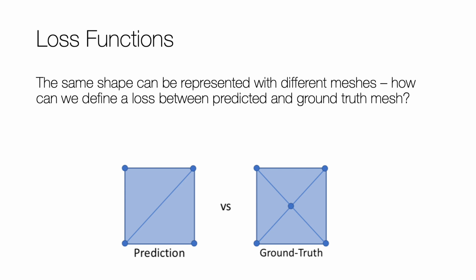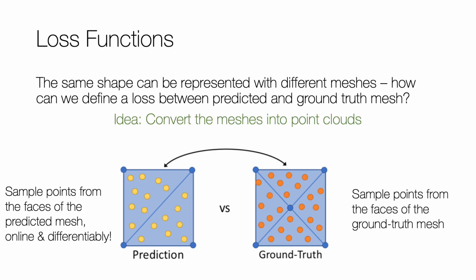Defining loss functions for meshes is not straightforward because the same surface can be represented by different mesh topologies. So how can we define a loss between a predicted and a ground truth mesh? The idea is simple. We convert the meshes into point clouds by sampling points on the surface of the mesh, and for each face we sample a number of points proportional to the area of that face. For the target mesh, we can sample points offline. But for the predicted mesh, sampling happens online and needs to be differentiable.